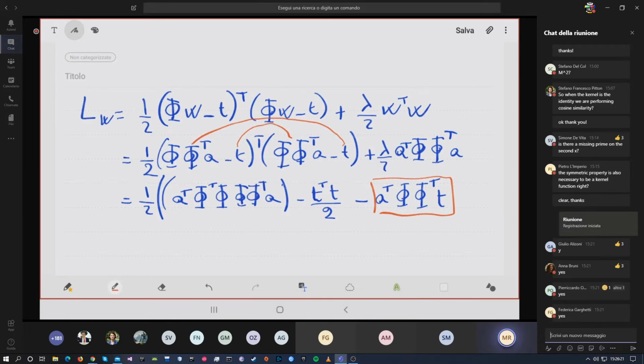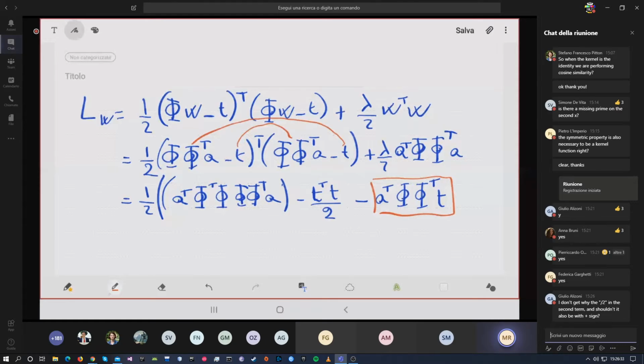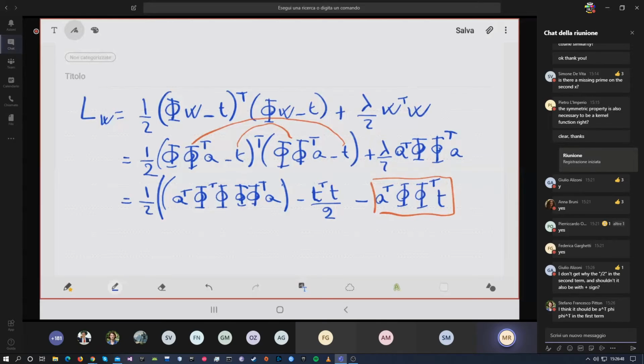Okay, so as you can notice here, in this final equation, W has disappeared, because now we have A. And anytime that phi appears, actually you have phi transpose. Sorry? You say at T. Yes, you're right. Yes, this is in this way.